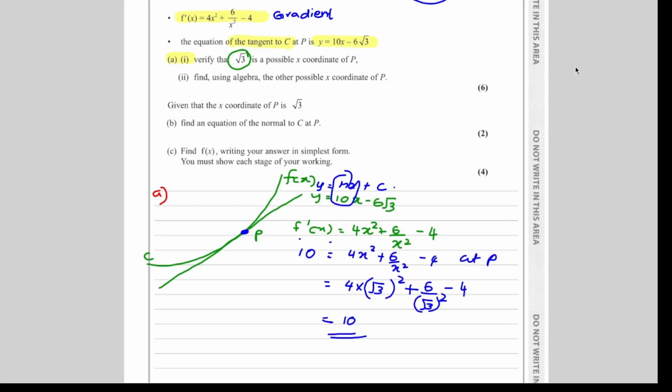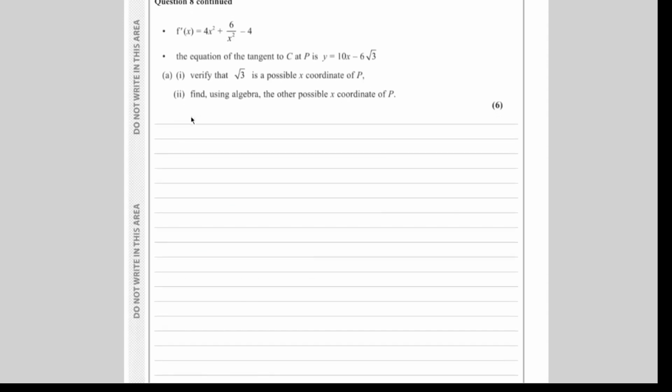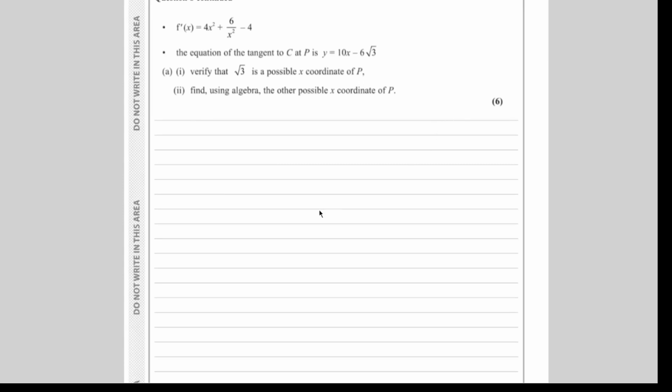Now let's move on to part 2. F dash of x equals 4x squared plus 6 over x squared minus 4, which is given. The equation of the tangent is y equals 10x minus 6 root 3. Part 2: find using algebra the other possible x coordinate of P. So we know that we have to get the other possible x coordinate of P.